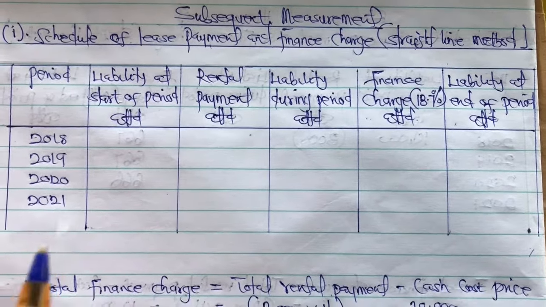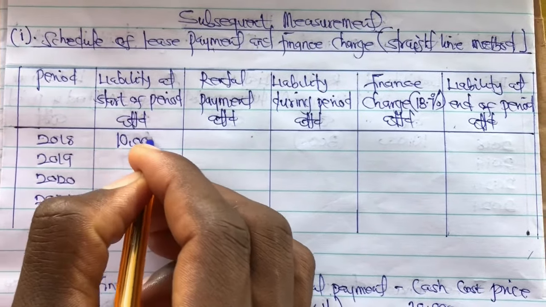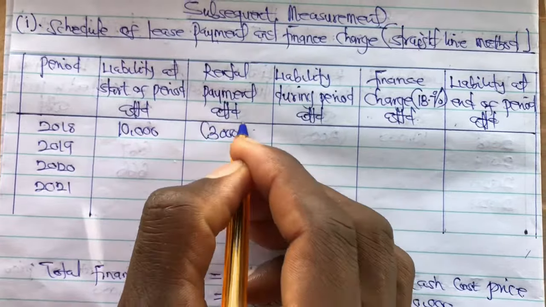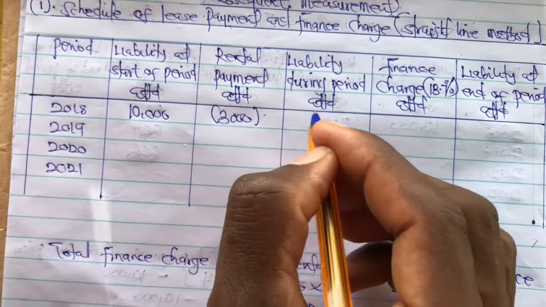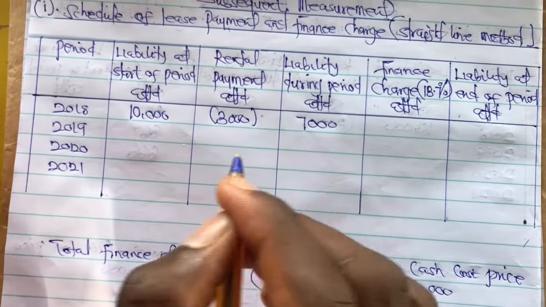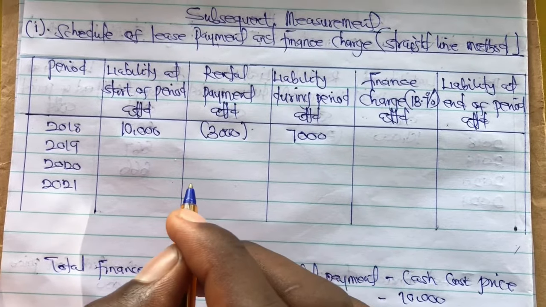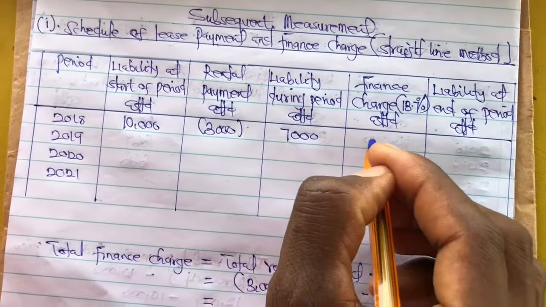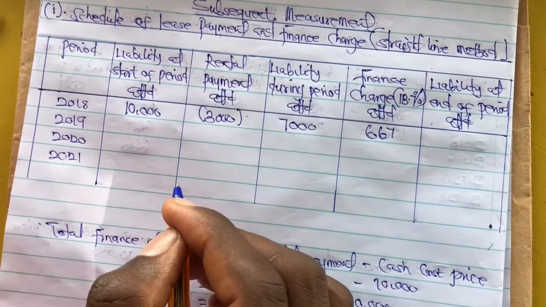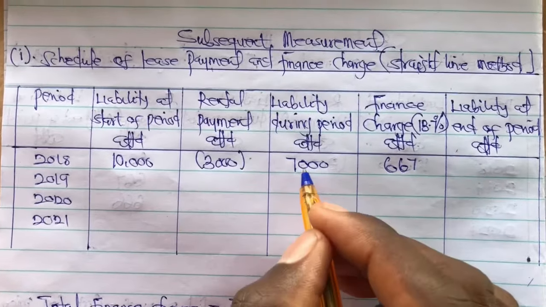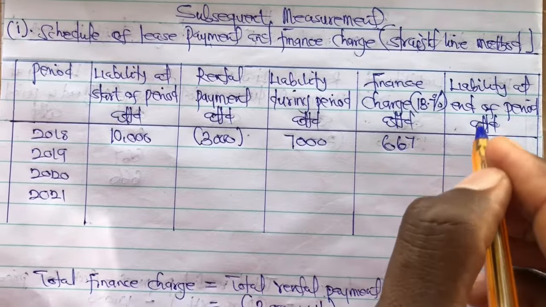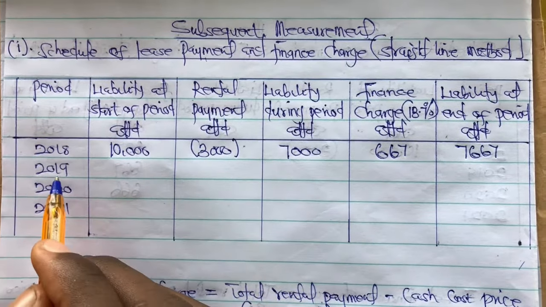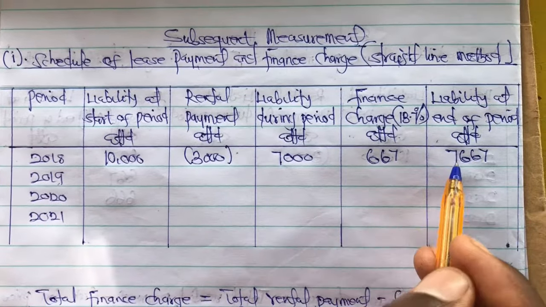So at the initial recognition, you can remember that the lease liability is 10,000 Ghana cedis, and the rental payment for each year is 3,000 Ghana cedis. So we take the rental payment from the liability at start. That is going to give us 7,000 Ghana cedis. But remember that the annual finance charge for the remaining 3 years is 666.67 Ghana cedis. So we can round it off and give 667 for the first year. Is that okay? So to determine the liability at the close, we are going to add the liability during the period to that of the finance charge. That is going to give us 7,667 Ghana cedis.